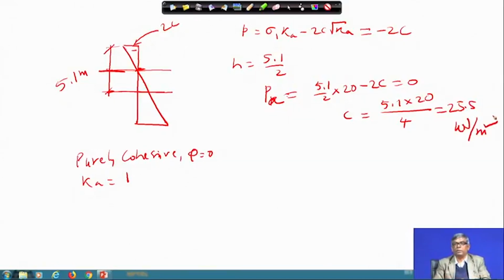So, this is the problem through proper understanding. I have drawn the pressure diagram and I assume that it failed at this depth. So, at the middle of this the pressure is 0, by using this concept.